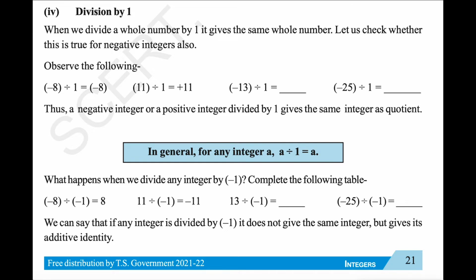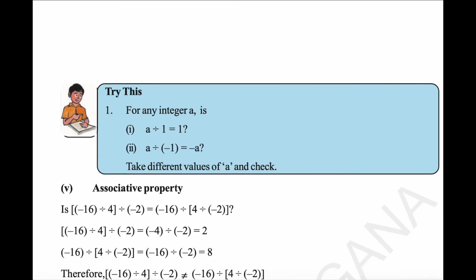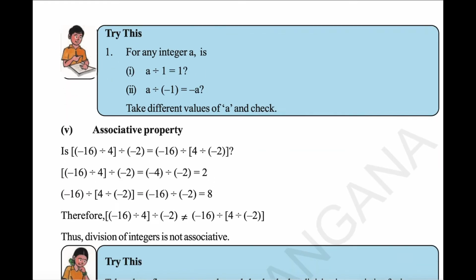What happens when we divide any integer by minus 1? Minus 8 by minus 1 is 8. 11 by minus 1 is minus 11. 13 by minus 1 is minus 13. Minus 25 by minus 1 is 25. We can say that if any integer is divided by minus 1, it does not give the same integer but gives its additive inverse, like multiplying with minus 1. So for any integer a, a by 1 is a. That is incorrect to say 1. a by minus 1 is minus a. Take different values of a and check.